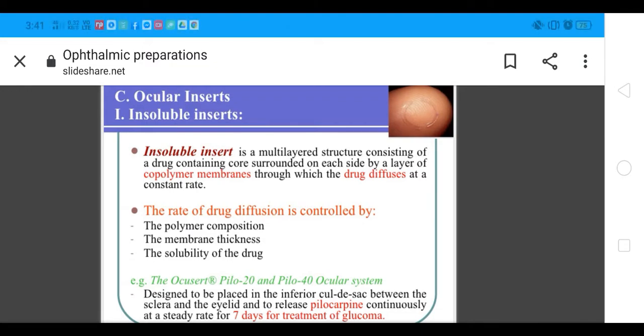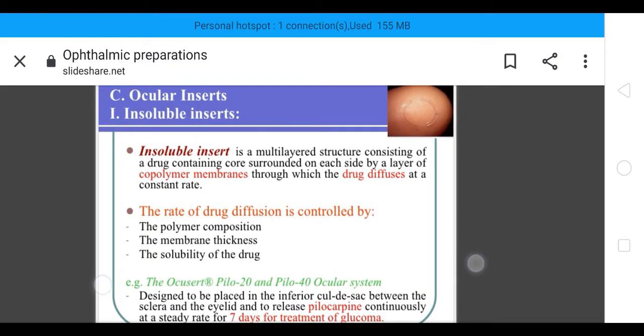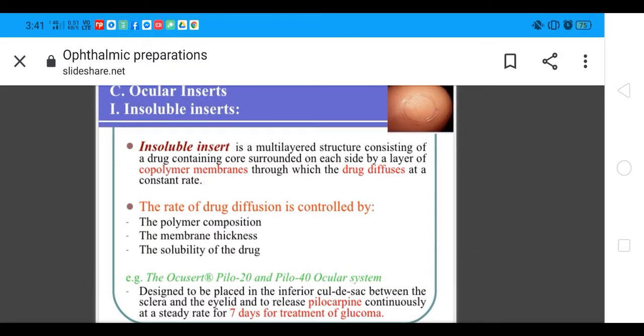Now, insoluble inserts are a multi-layered structure consisting of a drug-containing core surrounded on each side by a layer of copolymer membrane, as we have seen, through which the drug diffuses at a constant rate. The rate of drug diffusion is controlled by three parameters. One is polymer composition, second is membrane thickness, and the third is solubility of the drug.